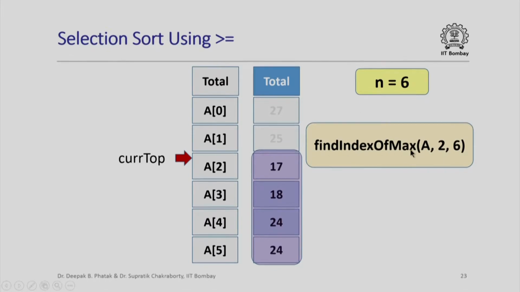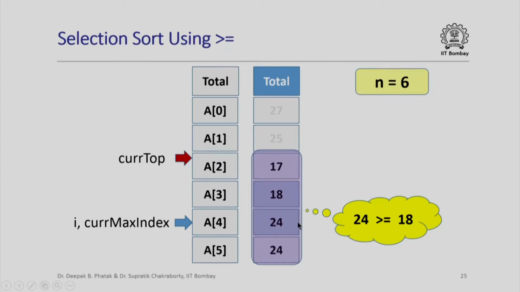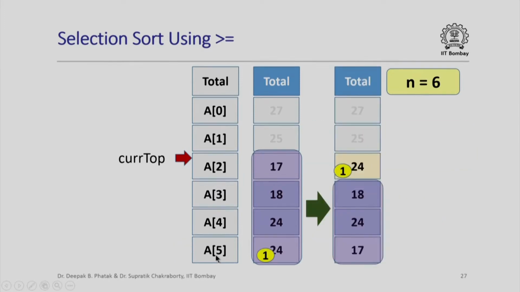Now when I call find index of max with the array A, current top is 2 and total number of elements 6, what happens is current max index is initialized to 2, start is of course 2, this is how the function is called, and the counter I is also initialized to 2, and after that since I am using greater than or equal to, and since 18 is greater than or equal to 17, current max would be incremented to 3. Once again 24 is greater than or equal to 18, so current max index would be incremented to 4, and finally since 24 is greater than or equal to 24, current max index would be incremented to 5, and therefore this is the element that will be swapped with current top.